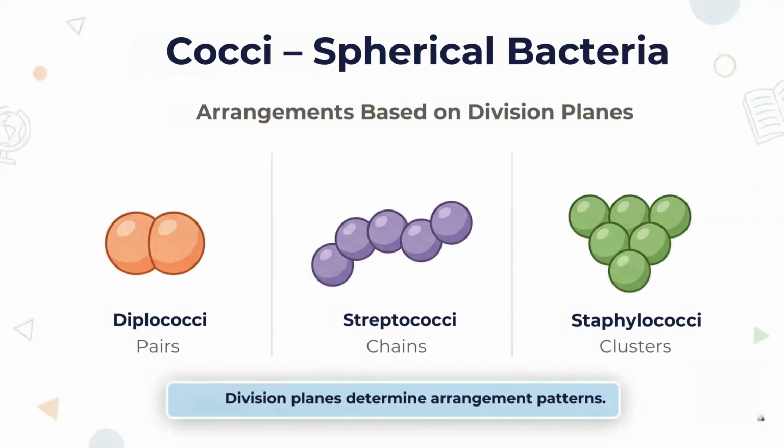Let us begin with cocci, which are spherical bacteria. The arrangement of cocci depends on how the cells divide. Diplococci appear in pairs. Streptococci form chains as cells remain attached after division. Staphylococci form clusters that resemble bunches of grapes. These arrangements are determined by the planes in which bacterial cells divide.